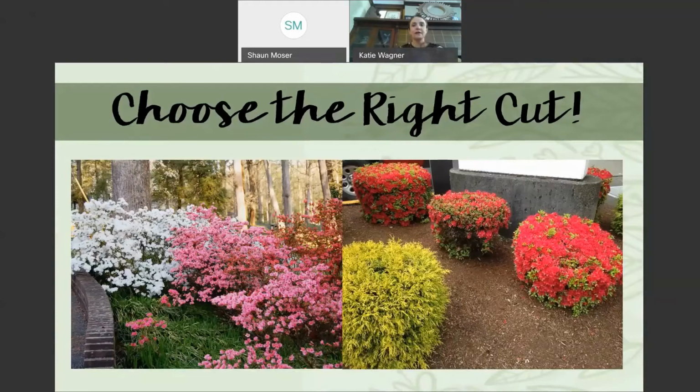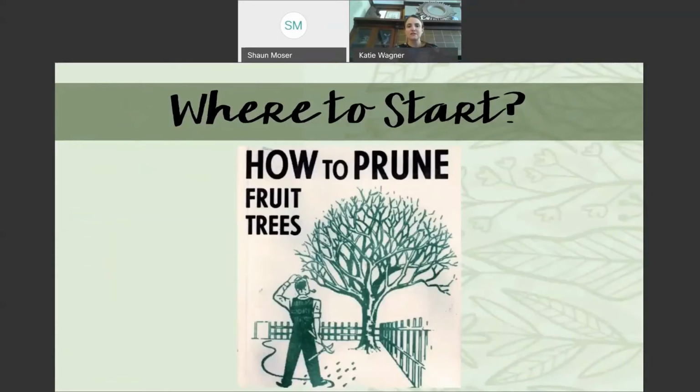Perfect. Okay. All right. So you want to choose the right cut. Here we have some hedging and shearing kind of taking place. That can work sometimes for densely foliated plants, but some of these plants here that have more of a loose growth to them, this is not going to be an appropriate plant type to try to hedge and shear. So you have to make those kinds of decisions. Let's look at some specifics here.